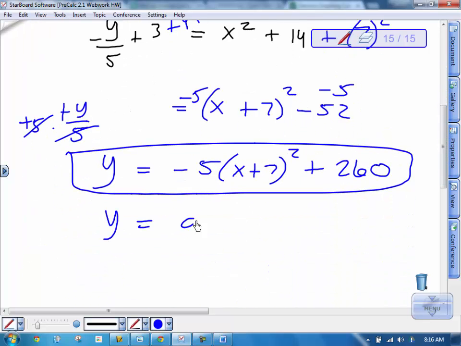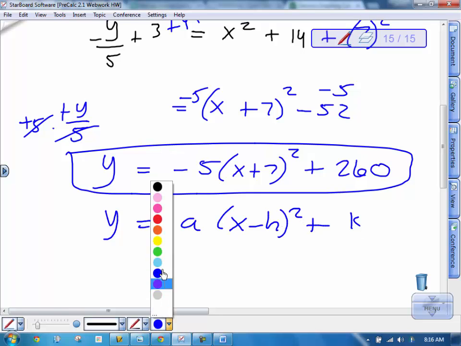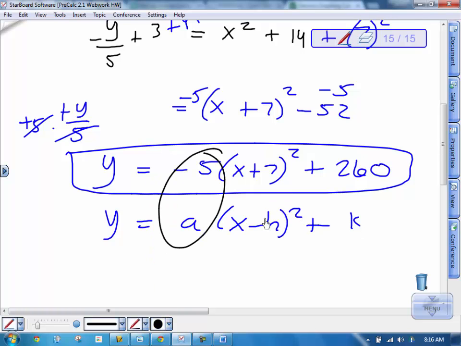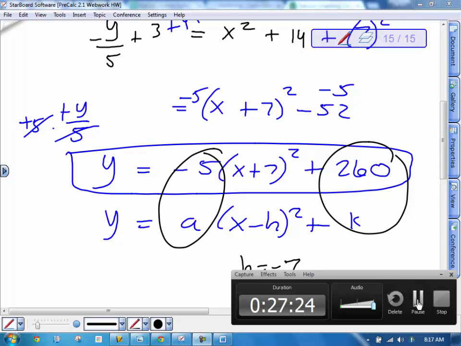If you compare to standard form, a times x minus h squared plus k, it's not hard to see what a is. H is a little trickier because it's got to be -7, so that the double negatives will cancel and go positive. So h is actually -7, and then k is 260. All right, I hope this helps.